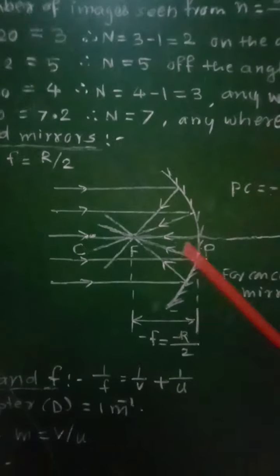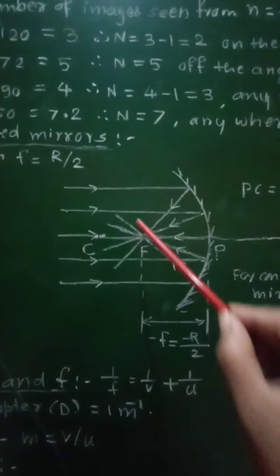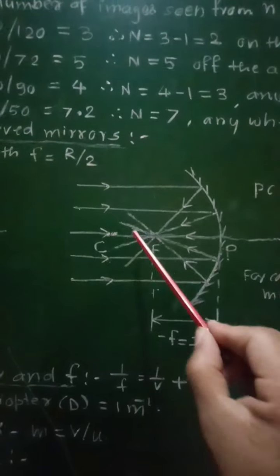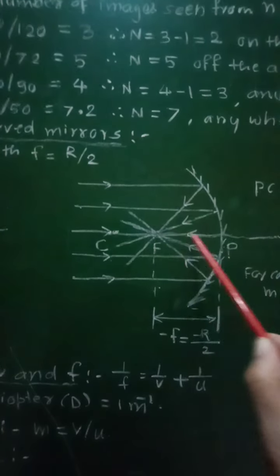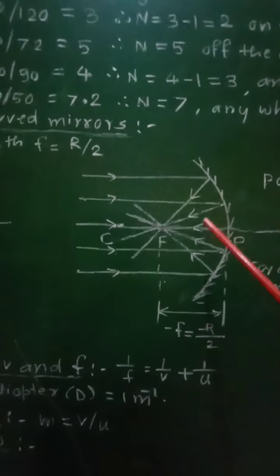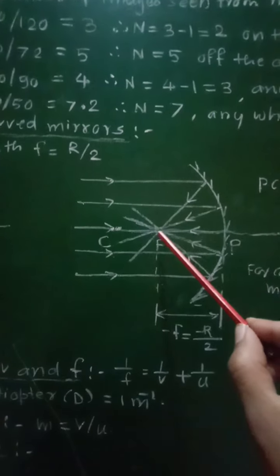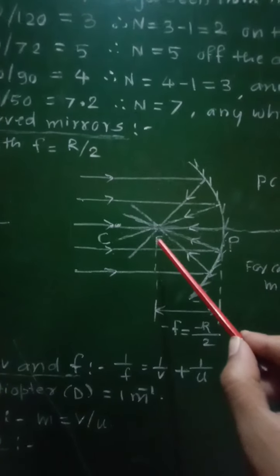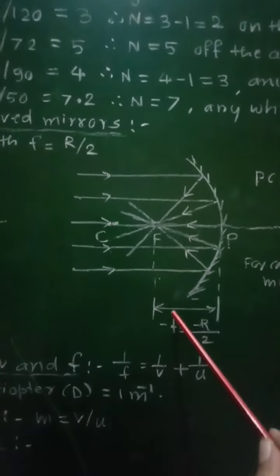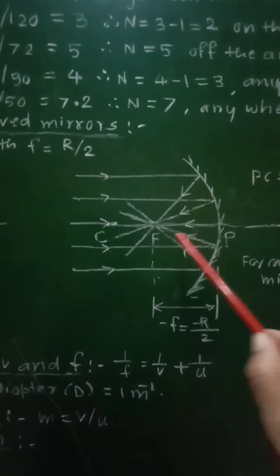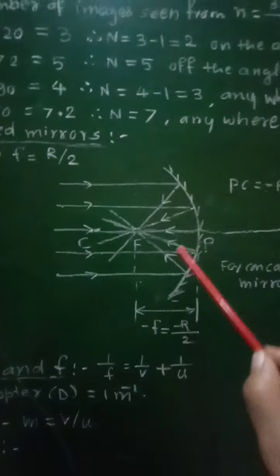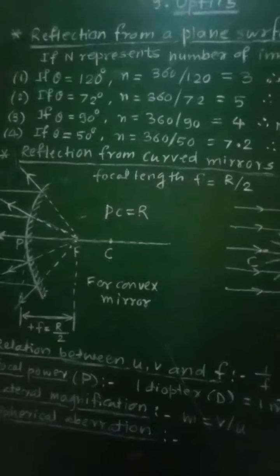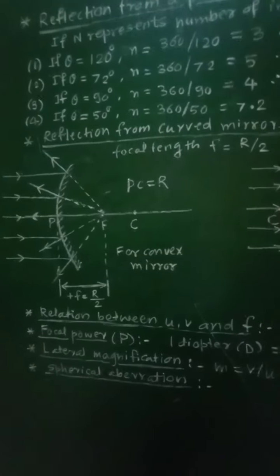Similarly, in case of a concave mirror, these represent the parallel rays which are incident on this mirror. The ray of light which is incident on the pole will get reversed along the same line, and all other rays after reflection will converge at a point F, giving rise to the principal focus of that mirror. Then PF will be the focal length, and again PC will be equal to the radius of curvature of that mirror.